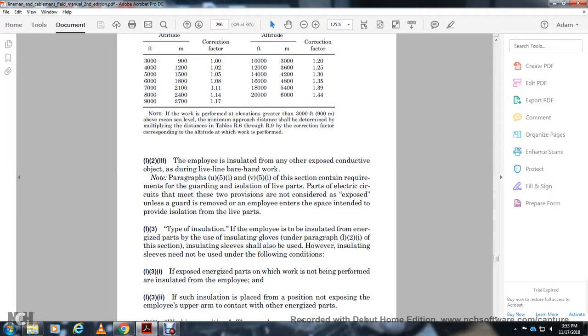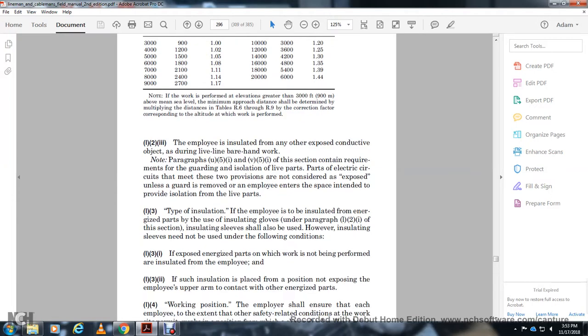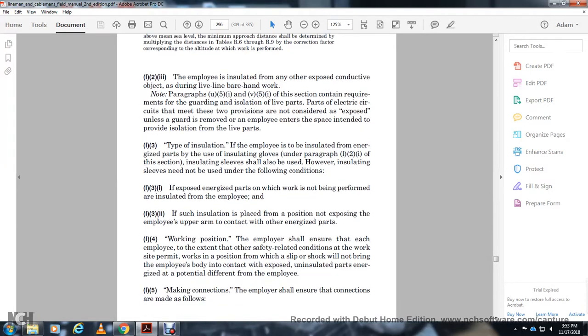If the exposed energized parts on which work would be performed are not insulated from the employee, if each of the insulation is placed from the position next above the employee's upper arm, with contact with the other energized parts. The employer shall ensure that each employee works in a safe position, so that a slip would not bring the employee into contact with exposed uninsulated parts energized at a potential difference from the employee making the connection.